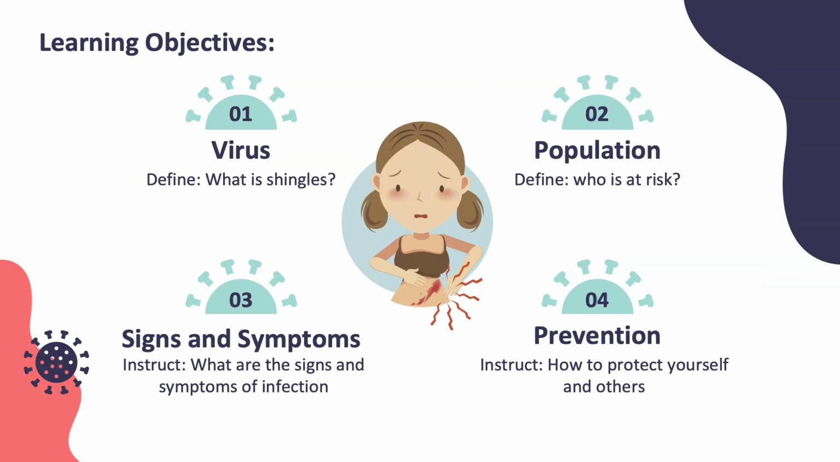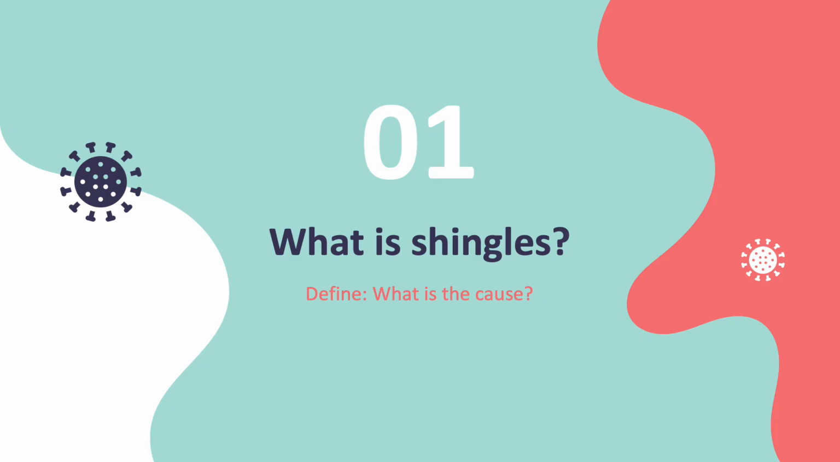Learning objectives for this presentation: 1. Understand what the virus that causes shingles is. 2. Define the population and who is at risk. 3. Signs and symptoms. What are the signs and symptoms of infection? And 4. Instruct on how to protect others and yourself.